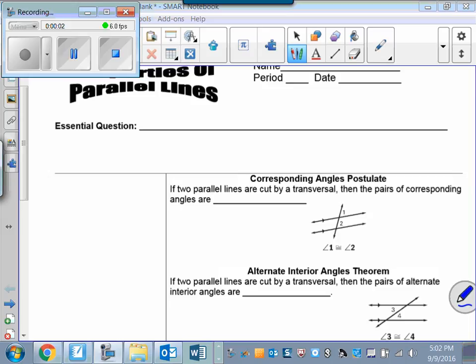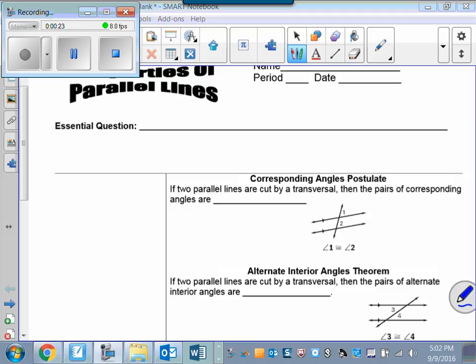Hey guys, today we're going to talk about properties of parallel lines. If you remember last lesson, we learned about all these special angle pairs and their relationships that we got when we cut parallel lines with the transversal. So today we're learning the relationships in those angle pairs.